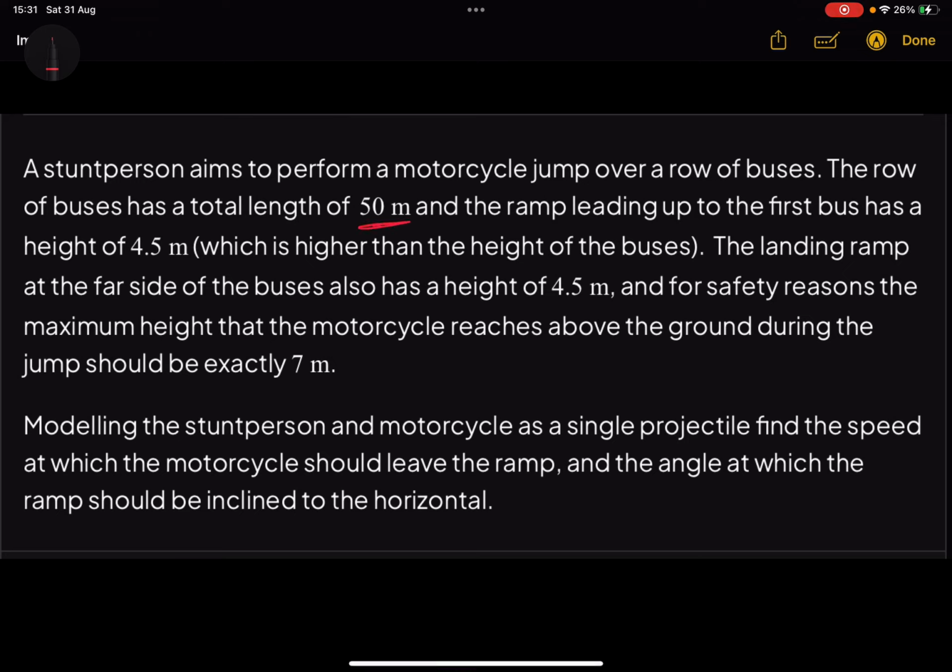And the ramp leading to the first bus has a height of 4.5 meters. The landing ramp at the far side of the buses also has a height of 4.5 meters. And for safety reasons, the maximum height the motorcycle reaches above the ground during the jump should be 7 meters.